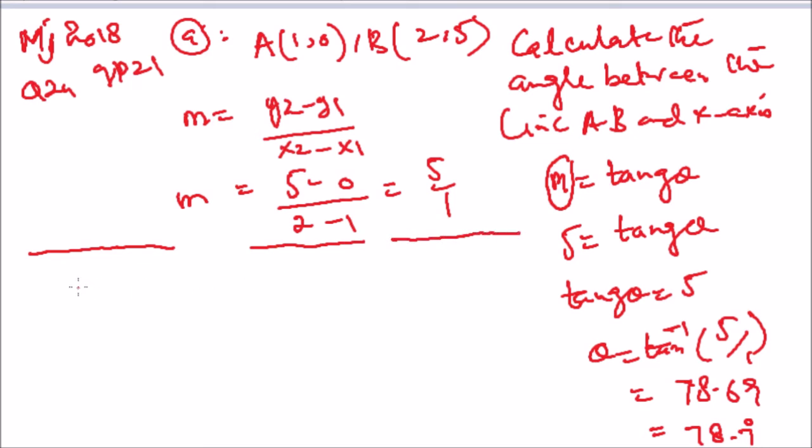Method 2, I'm making a rough xy plane here to make it easier for you. Look, point A is here, 1, 0. This is 1 2 3 4 5. So one point is here, that's 1, 0. Point A is here. Point B is 2, 5. So 2 is here, and 1 2 3 4 5, 5 is here. Join these 2 points, please.